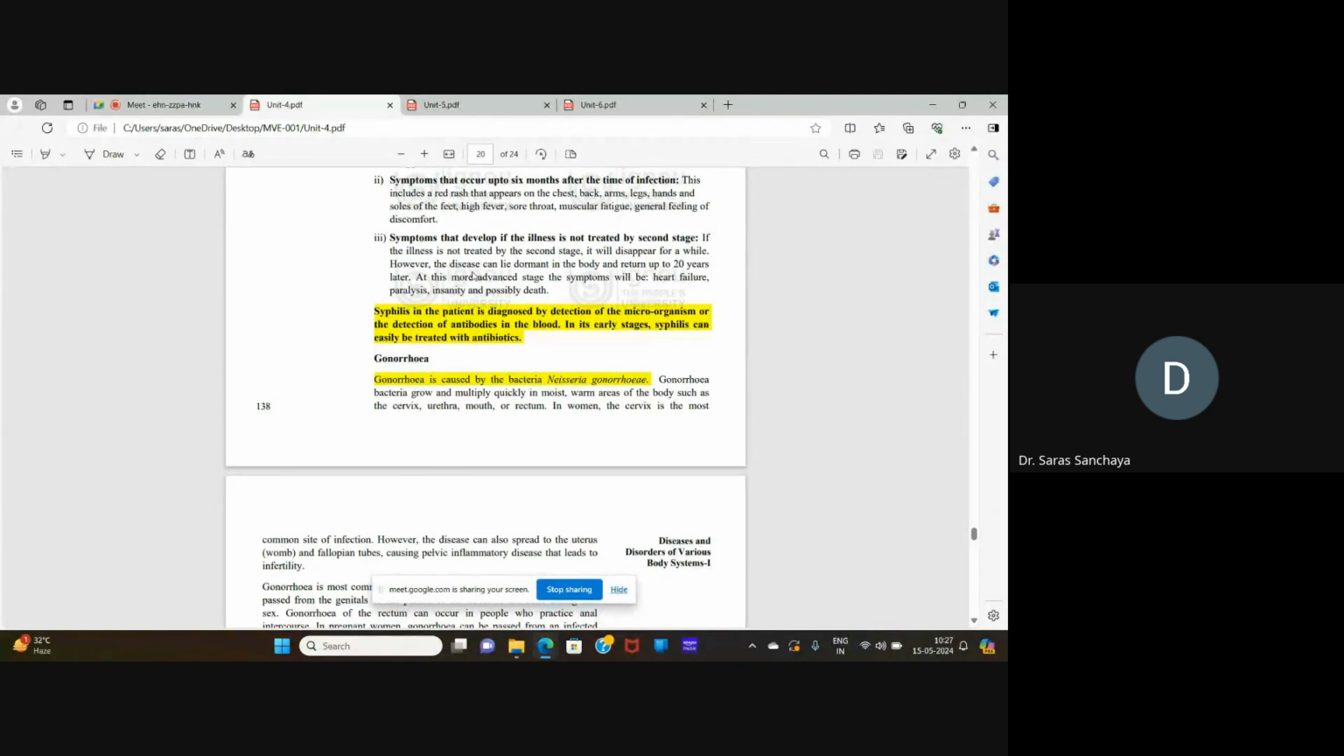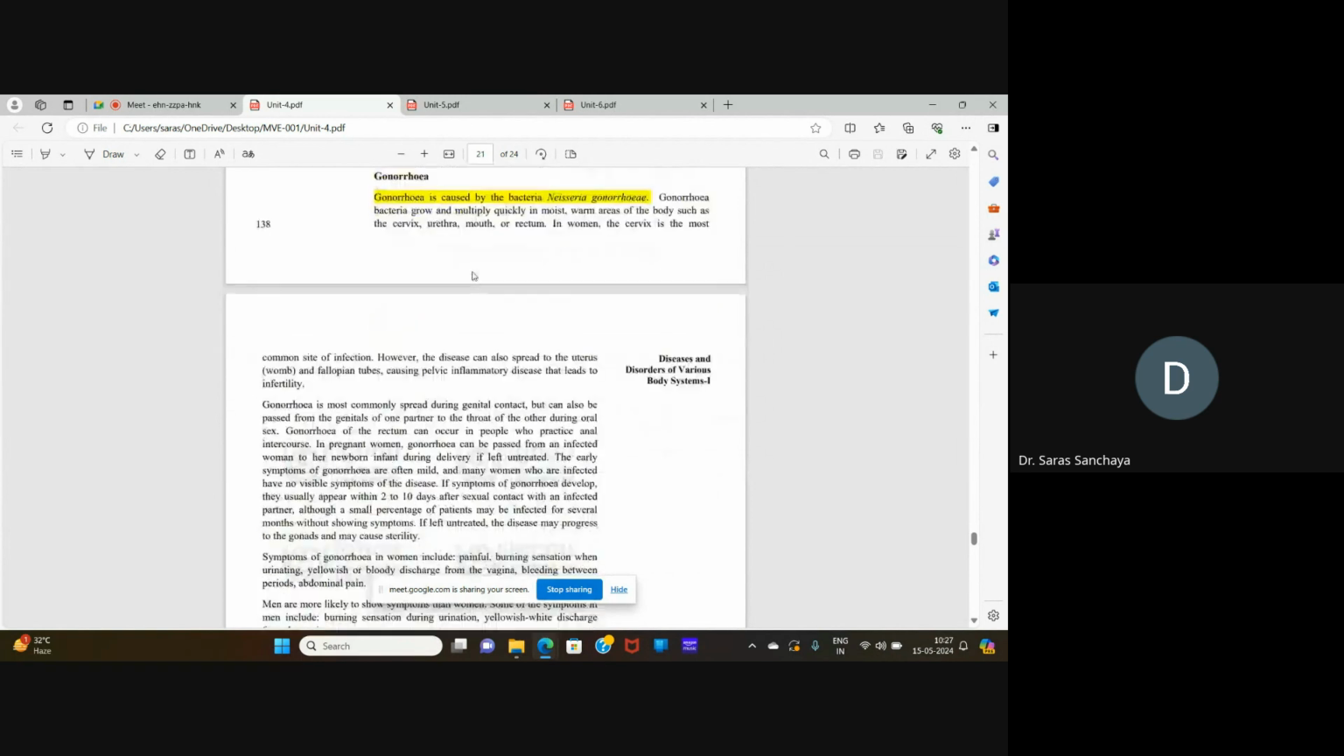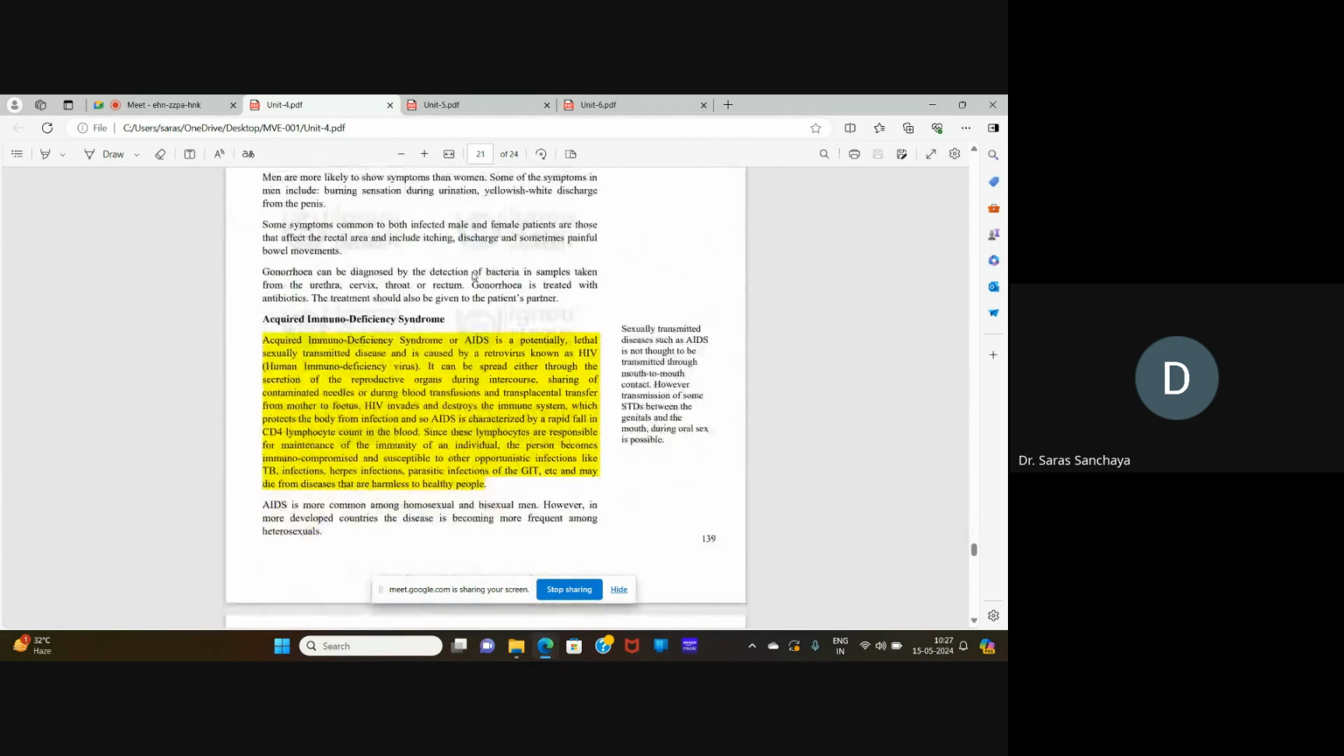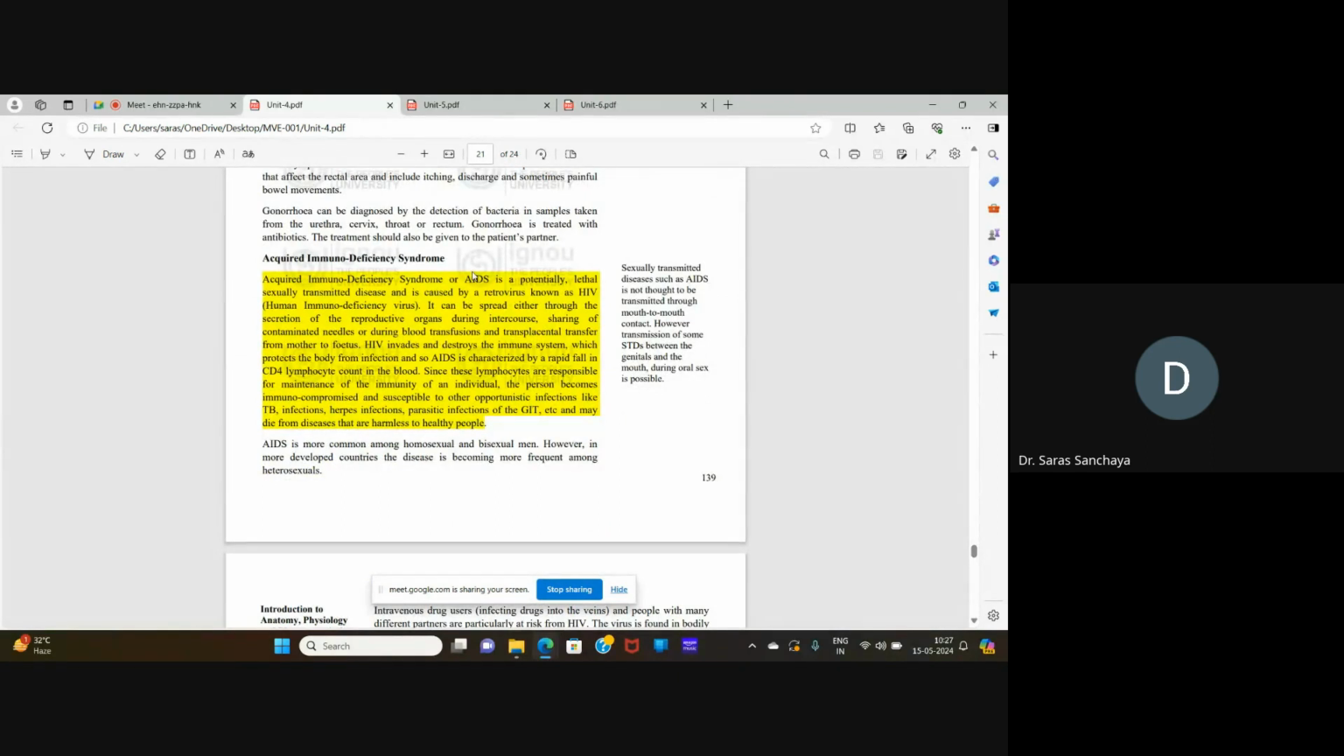Then there is gonorrhea. Similar to syphilis, gonorrhea is caused by bacteria Neisseria gonorrhoeae. Then we come to AIDS, that is acquired immunodeficiency syndrome. Acquired immunodeficiency syndrome or AIDS is a potentially lethal sexually transmitted disease and is caused by a retrovirus known as HIV, human immunodeficiency virus. It can be spread either through the secretion of reproductive organs during intercourse, sharing the same needles, or during blood transfusion and transplacental transfer from mother to fetus.